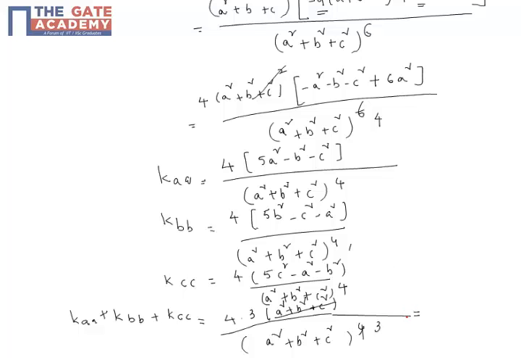Then he is asking this value at A equal to 1, B equal to 1 and C equal to 0. So this will become 12 by, for A equal to 1 and B equal to 1, 1 square plus 1 square, this is 2 cube. So the answer is 12 by 8. Or if you want to further simplify, this is 4 threes and 4 twos. So its value is 1.5.